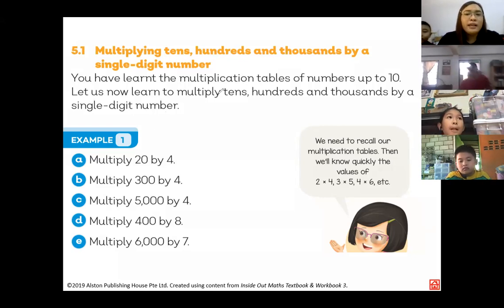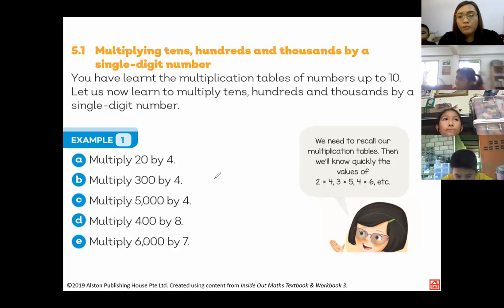Okay, so here are the examples, class. Example letter A, multiply 20 by 4. Letter B, multiply 300 by 4. Letter C, multiply 5,000 by 4. Letter D, multiply 400 by 8. And letter E, multiply 6,000 by 7. So those are the different examples. Now let's find out the answers to these examples.